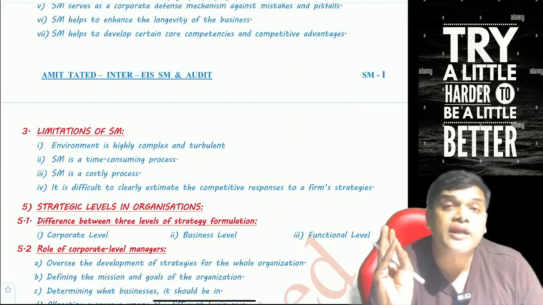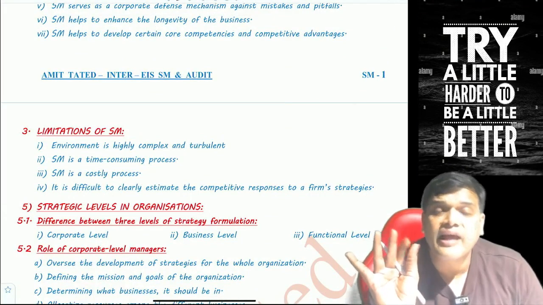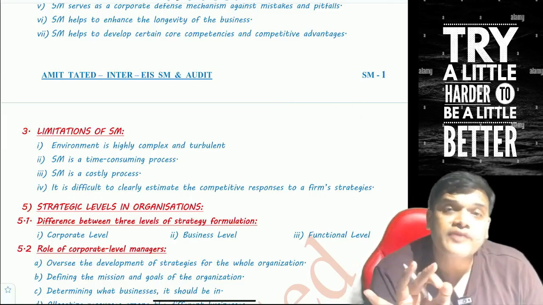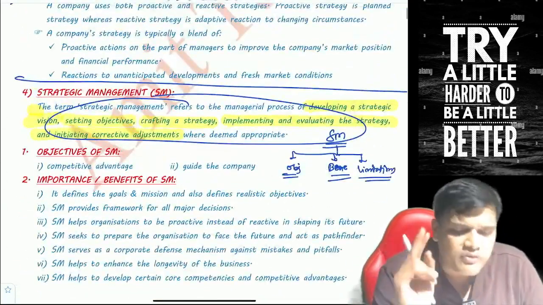First is developing a vision. Second point, objective. Third point is strategy. Fourth point, implementing strategy. And fifth point, evaluating strategy. And while evaluating strategy, you need to understand, it is always taking corrective actions. Now, everybody understood? Here, 2 things are very important.